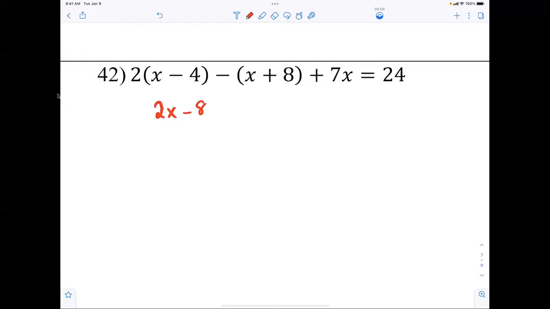Wait a minute. 2x minus 8. Now I need everybody to put a 1 here. You're distributing a negative 1. So what does that become? So that's negative 1x. Yes. Minus 8. Yes. And then plus 7x. Good. Now what? So you would combine them. Yes. So that's 1x. So that is 8x. Very nice.